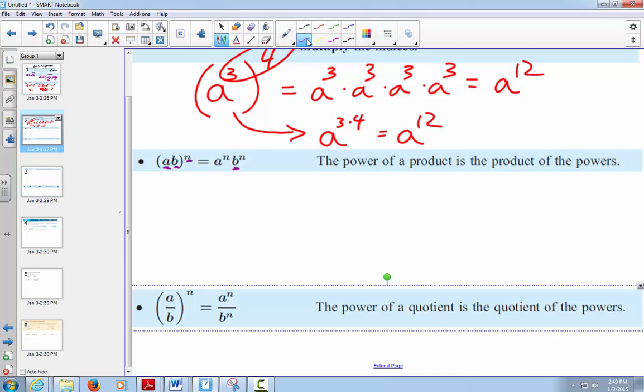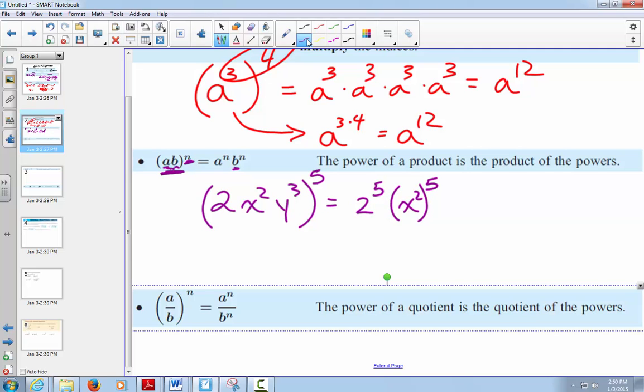Now, what happens if we have something like 2x squared y to the third, all to the fifth power? The key here, what they're trying to say up here, is I have (AB) to the power of n equals A to the power of n, B to the power of n. All the terms in the brackets need to go to that exponent. So what that means is I have 2 to the power of 5. Then I have x squared to the power of 5. Then I have y to the third to the power of 5.